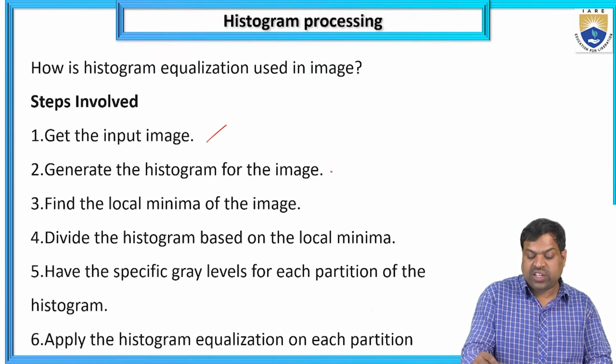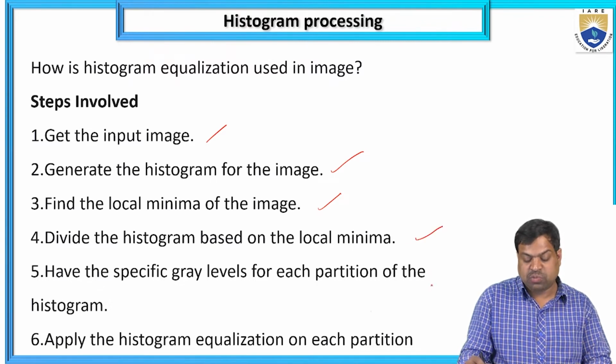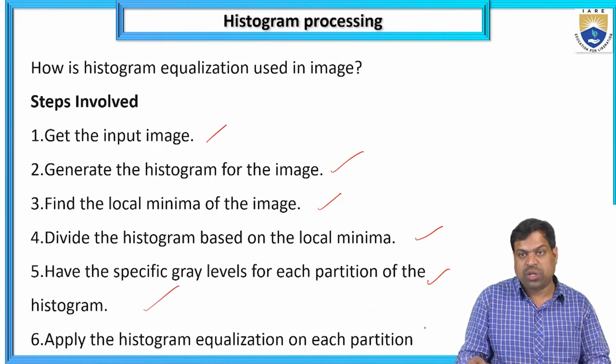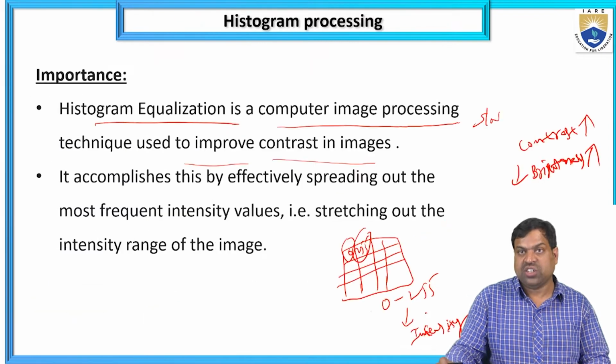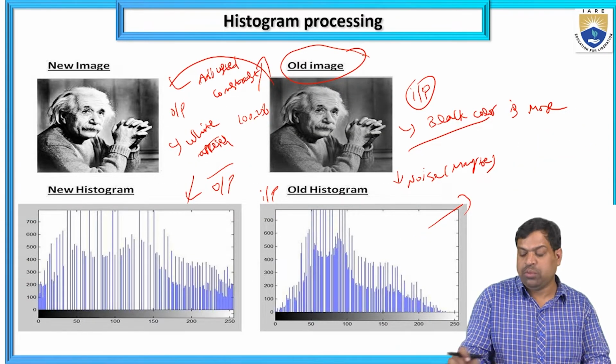And generate the histogram for the image. Find the local minima of the image. Divide the histogram based on the local minima. Have the specific gray levels for each portion or each partition of the histogram. Apply the histogram equalization on each partition. Suppose here the old image is considered as the input image.